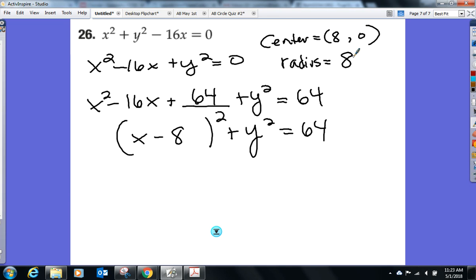Is it the radius issue? Is that why you couldn't graph it? Okay. So now I go to 8, 0, and I go up 8, left 8, whatever, throw my compass on, swing around.